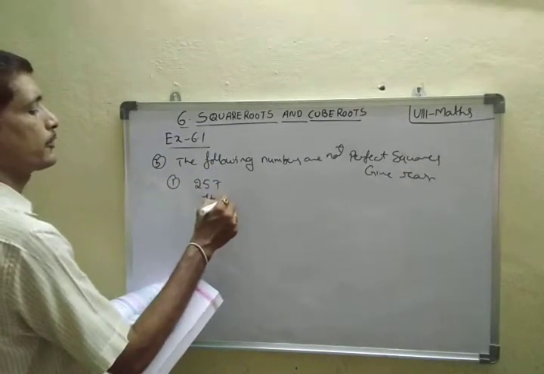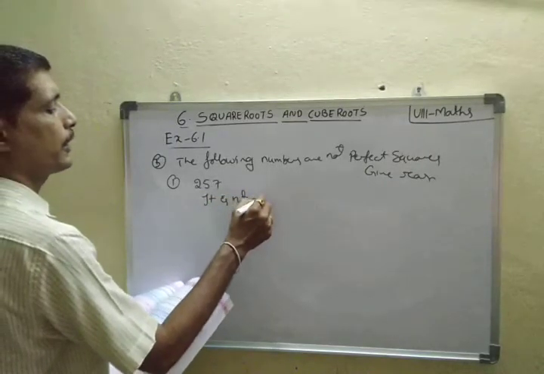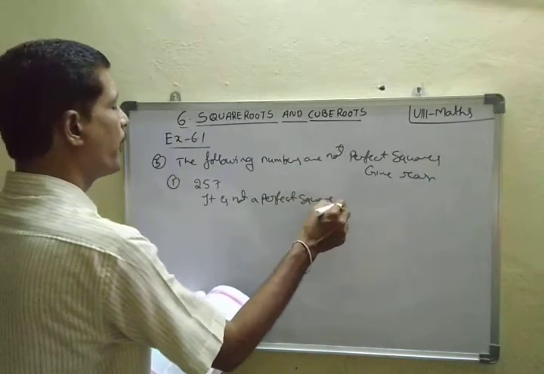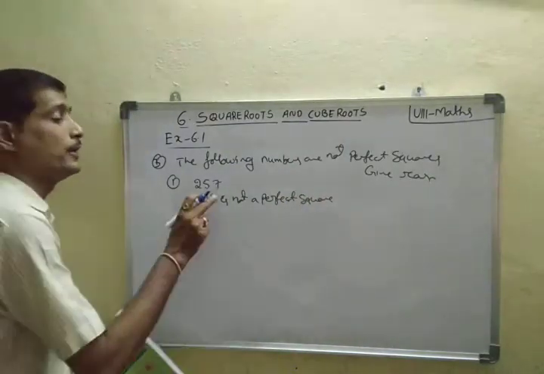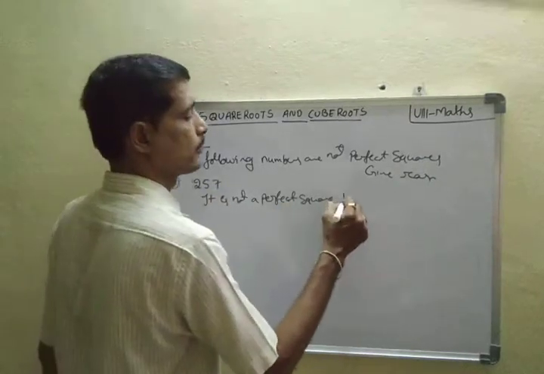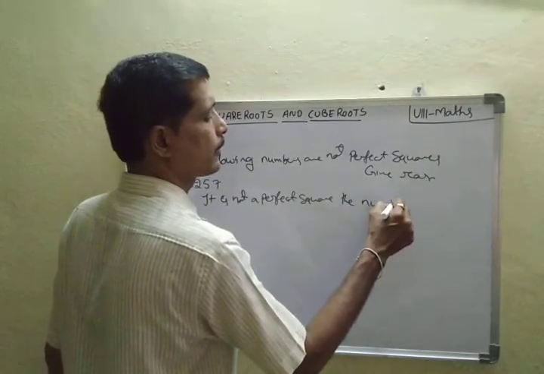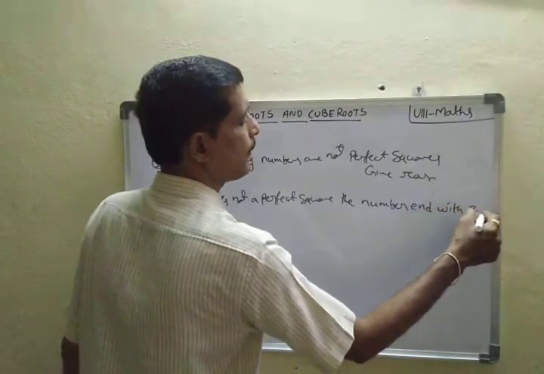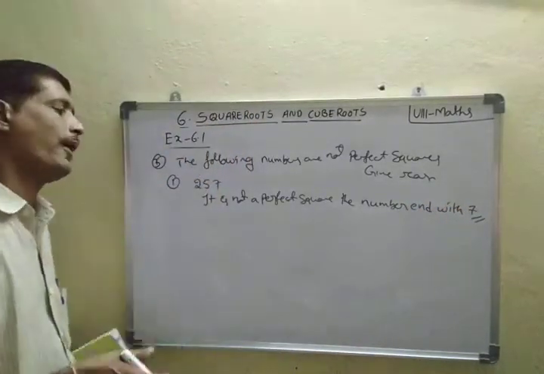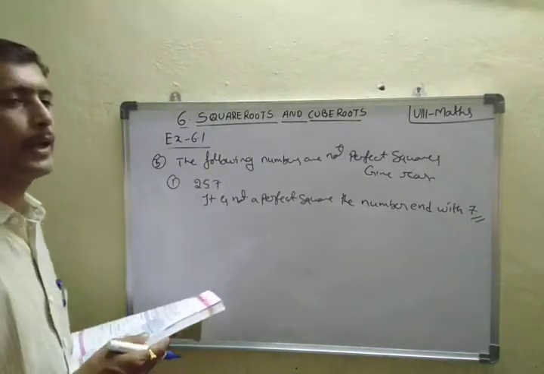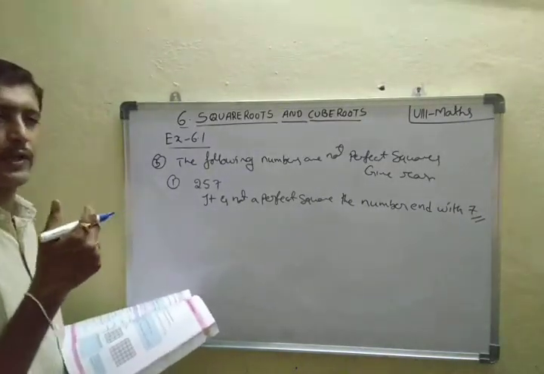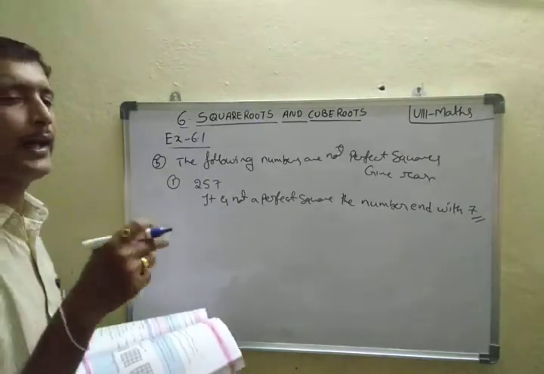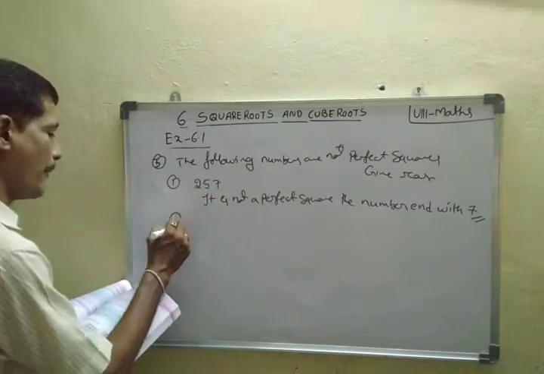It is not a perfect square. Why? Because the number ends with 7, or the unit digit is 7. So it cannot be. Therefore, properties of squares: a square number cannot end with 2, 3, 7 or 8. Therefore, the number ends with 7 only.